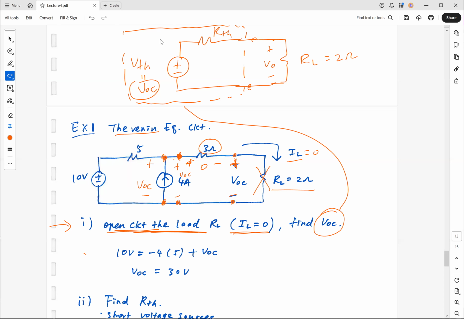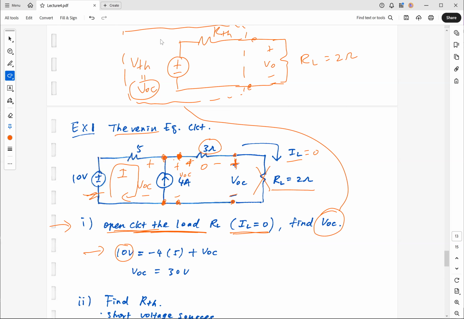The technique I'm going to use here is KVL. So I have 10 volts, which is this 10 volt source here. If I assume the current convention is going this way, so 10 volts is equal to, if I call this current I, I should get I times 5 for the voltage drop.